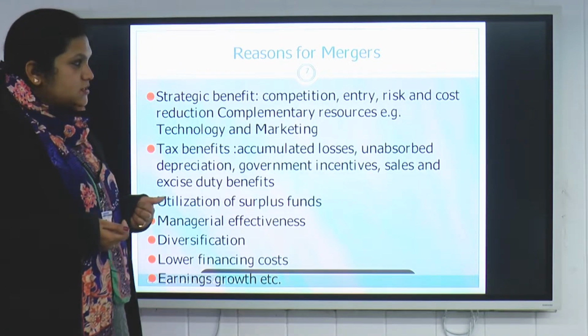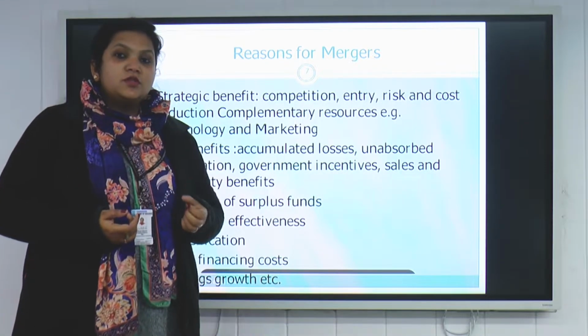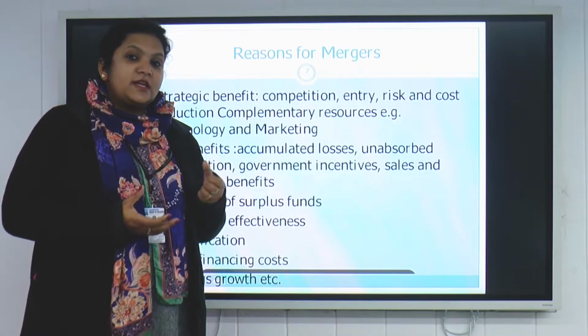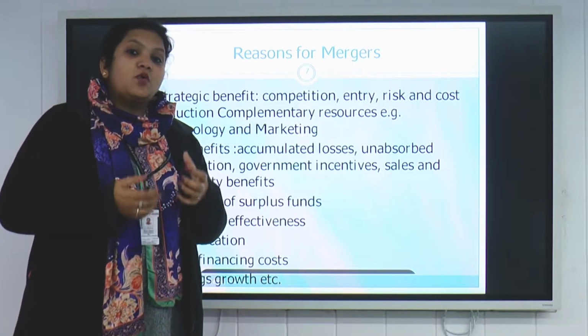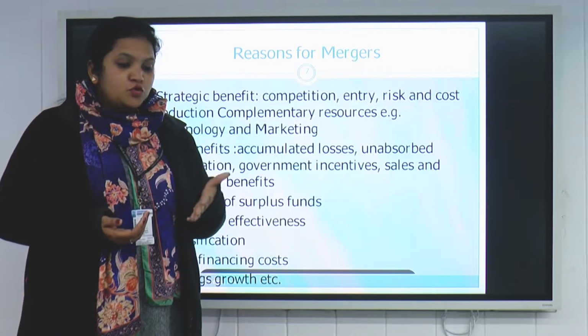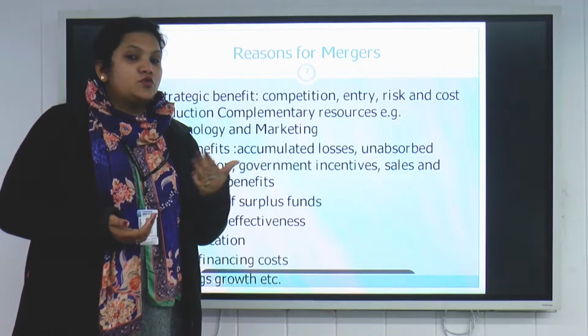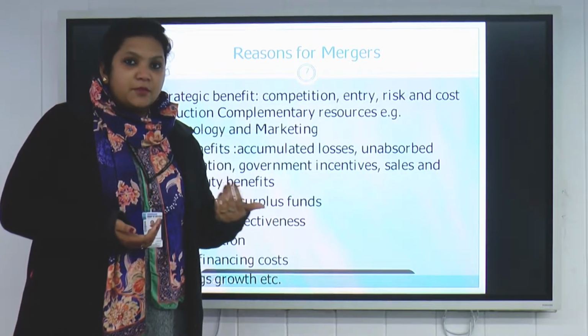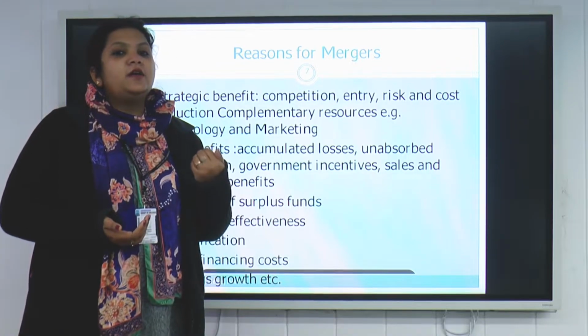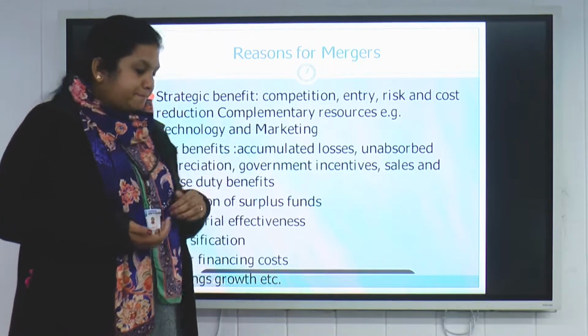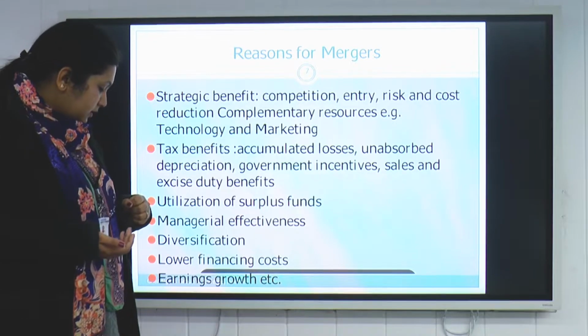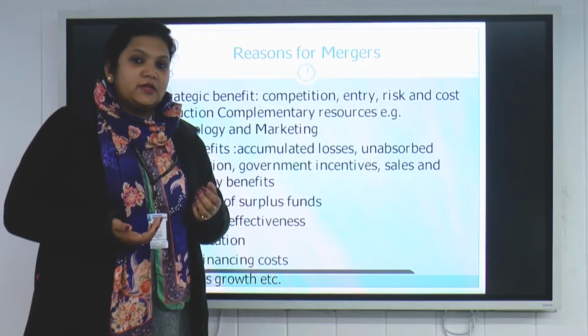Lower financing costs. Whenever you go for a merger, the financing cost for setting up your own unit is quite huge. And if you choose to go for a merger for setting up a new product line, the financial benefits are high. Earning growth rate. The growth rate also increases.